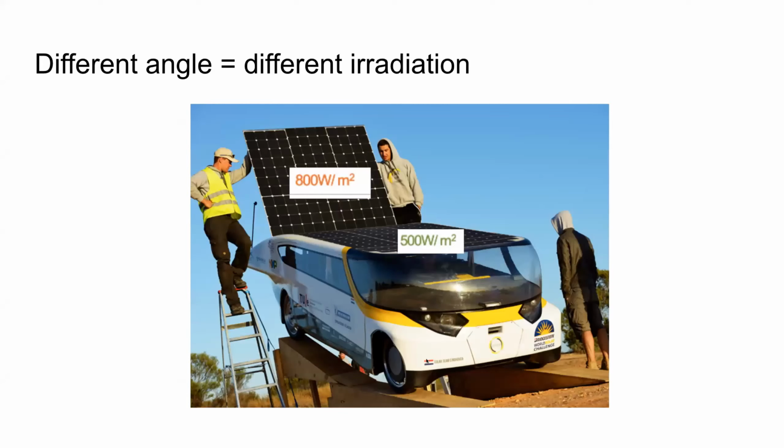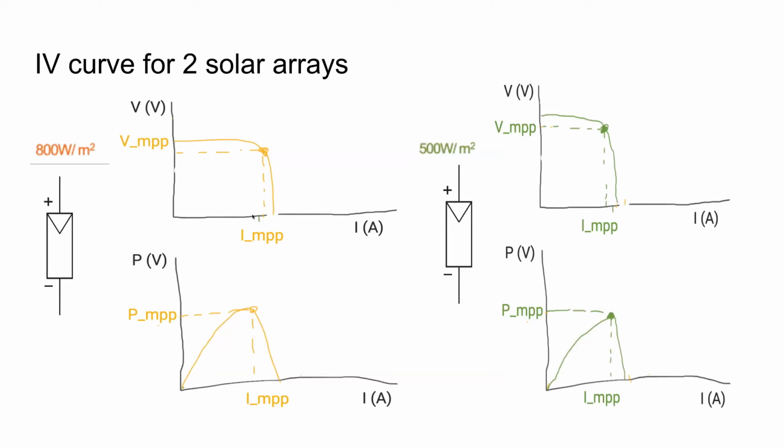But it gets more difficult if you have combinations of cells that have a different irradiance. So in this picture, I just put two values on there. If the sun is somewhat perpendicular on the array, you get like 800 watt per square meter. If it's not pointed at all, you might get around 500 watt per square meter. And what happens is that you have two different solar arrays with two different irradiance values.